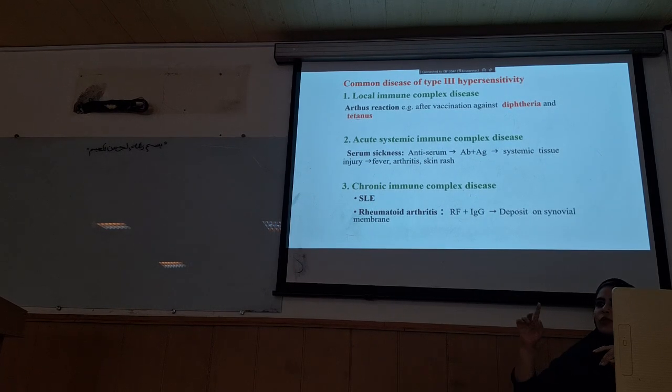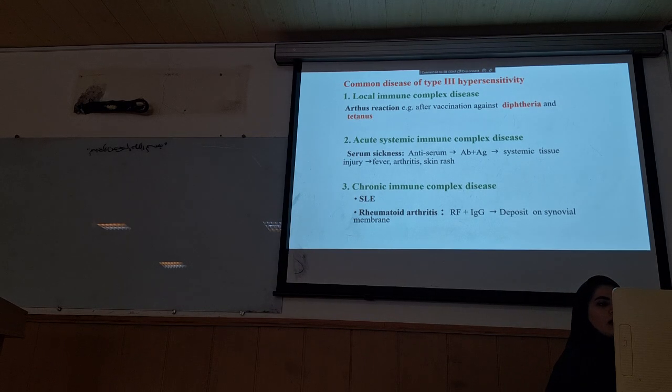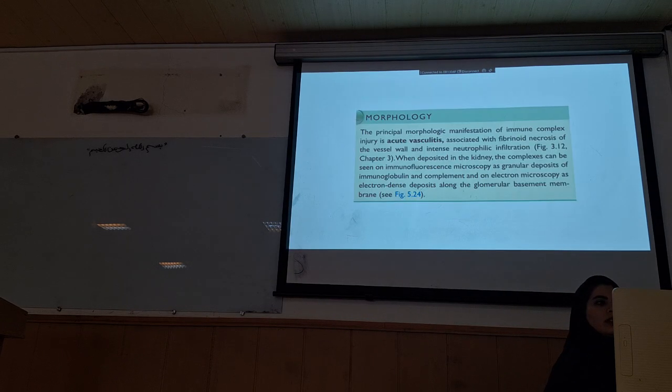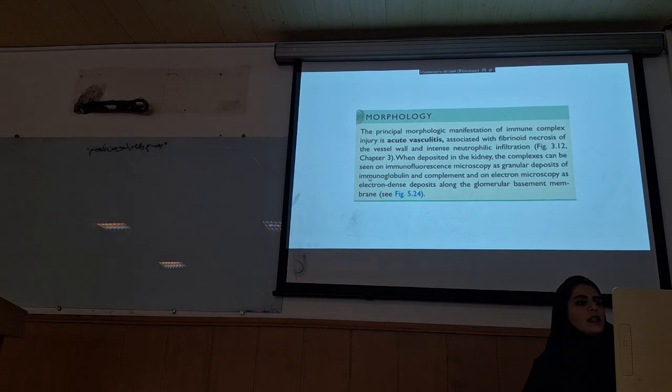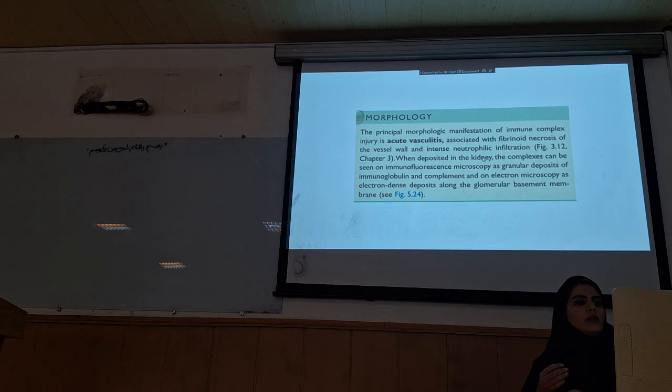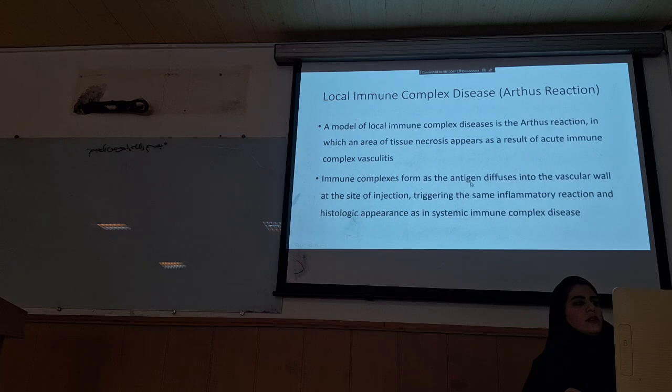I will ask questions from the table, not from the slides. So the morphology of type 3 hypersensitivity reaction is acute vasculitis with fibrinoid necrosis of the vessel wall. You can see the deposition in the kidney, for example, in a lupus patient.